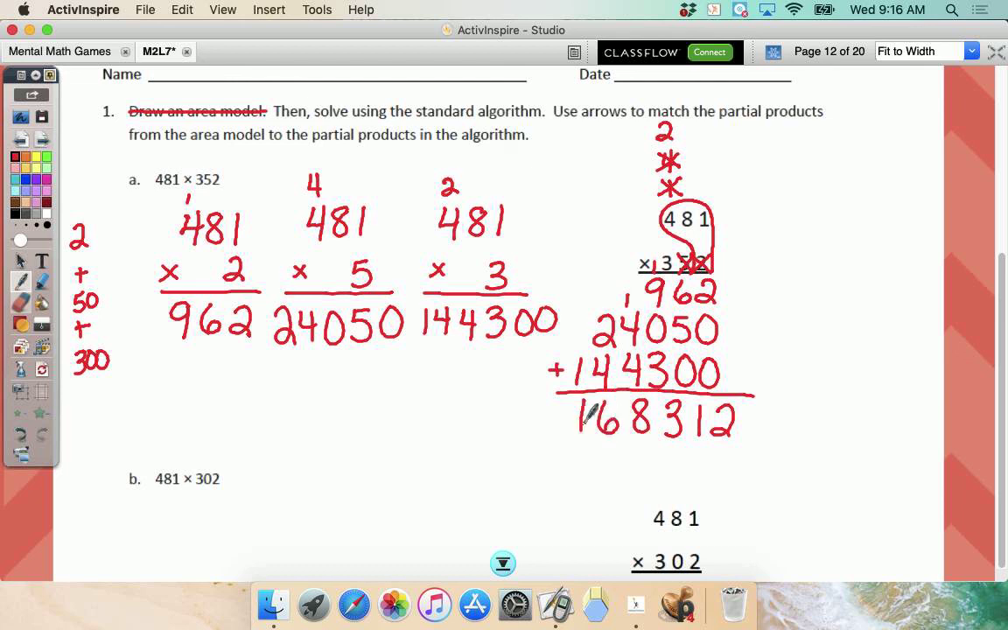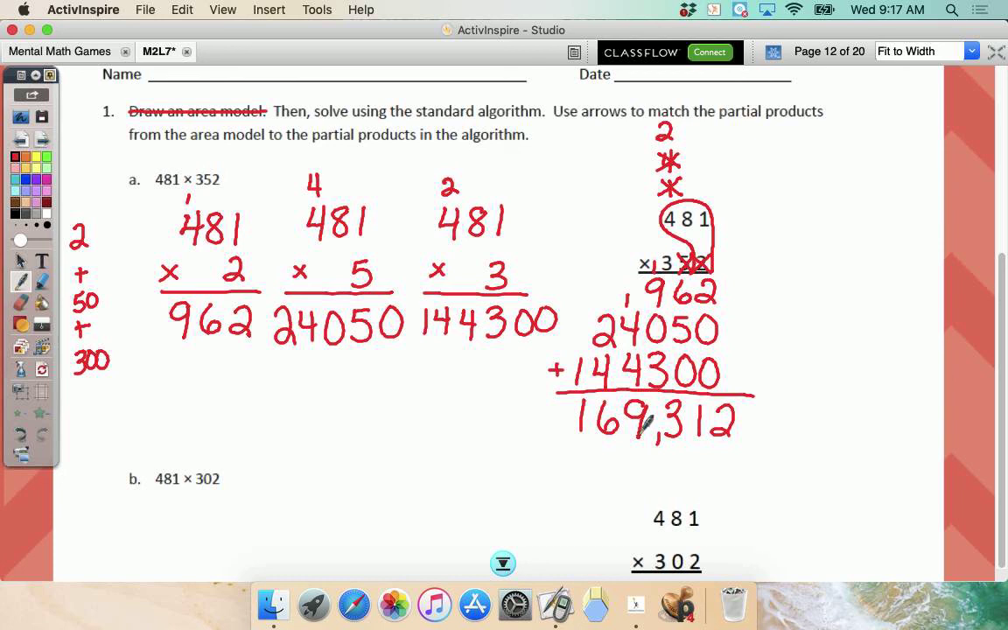Is that what you got? 169. Yeah. Oh, yeah, I forgot. What mistake did I make? You forgot to add the 1. Okay, that's a mistake I saw all the time. They were adding incorrectly. Okay?